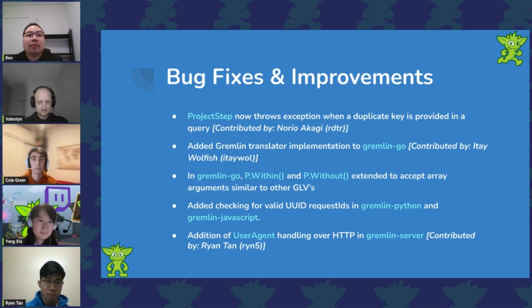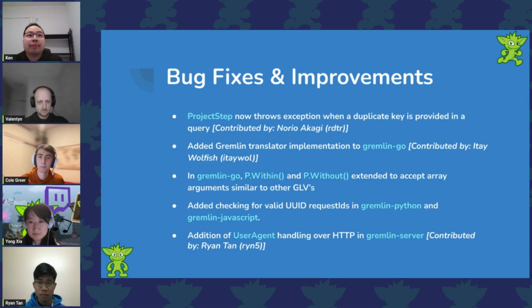Additionally, there's now a new translator that's been added to Gremlin Go. This was contributed by Ite Wolfish. This was their first contribution to TinkerPop as well, so that's greatly appreciated. What the translators do is they let you translate from the native bytecode traversal in the GLV into a Gremlin Groovy script string. So if you need the string form of Gremlin, you can use the translators for this. This is something that's available in all the other GLVs, but was previously missing in Go. So we've got that extra parity brought in now.